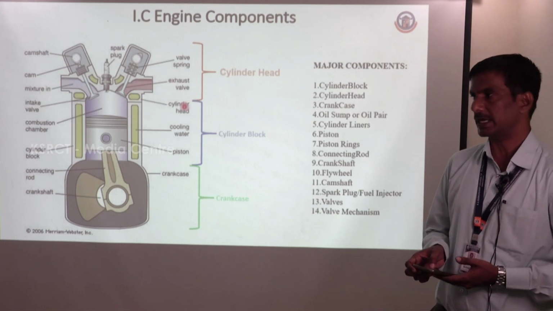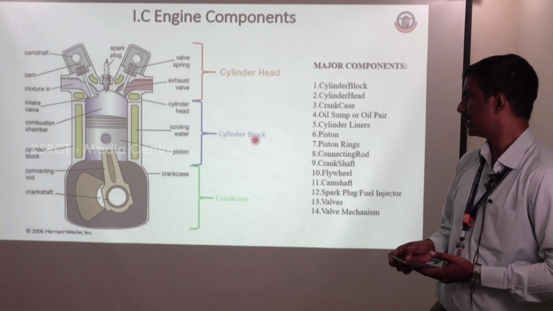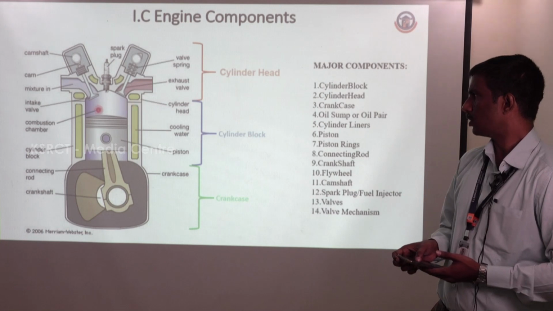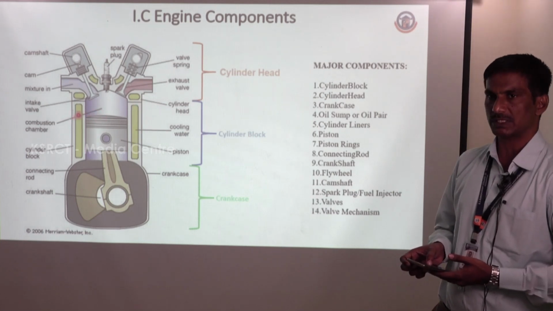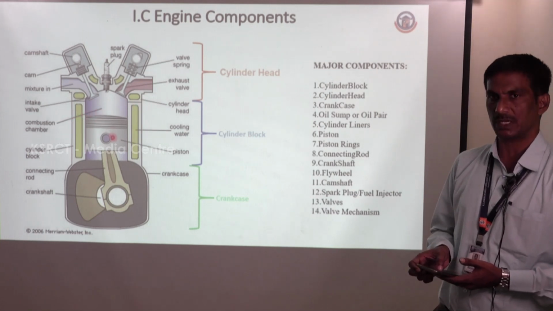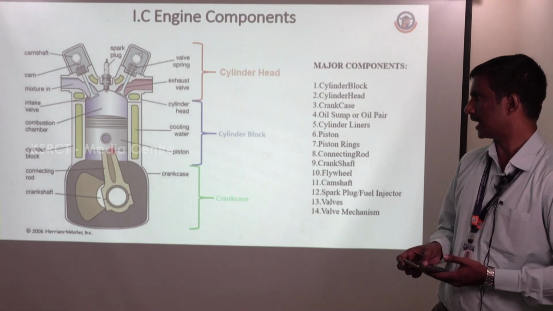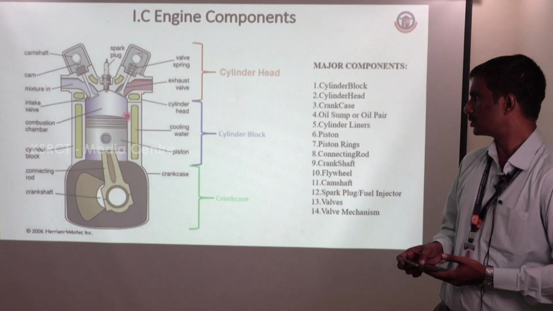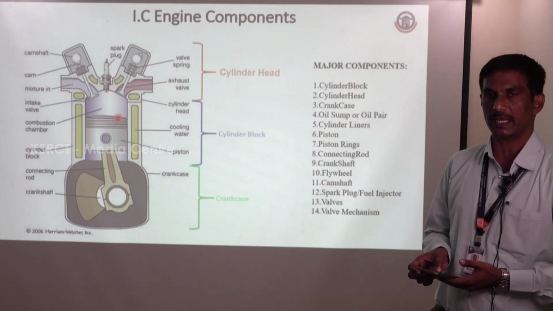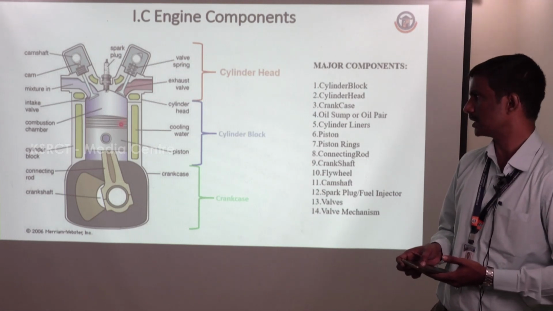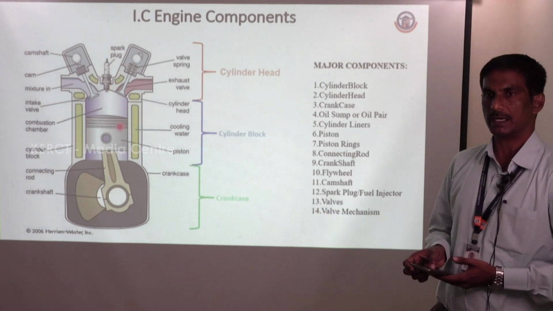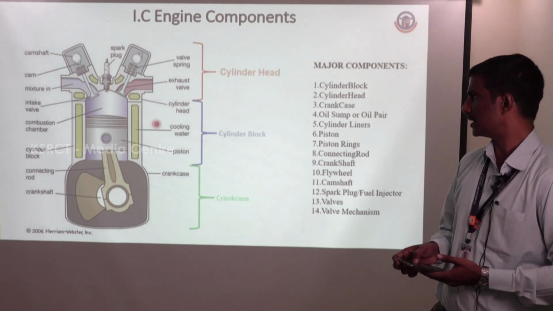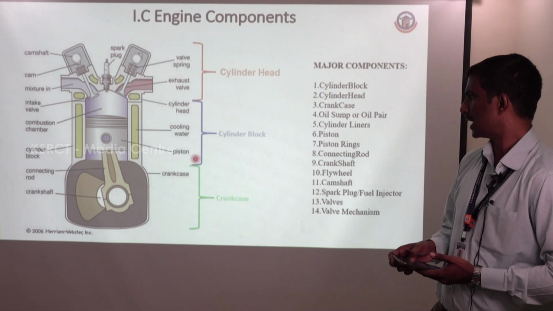Next one is called the cylinder block. It is a very important component. The cylinder block is a separate part, and there is also a piston. The piston has a connecting rod. The piston and the connecting rod are connected by the piston pin, and there are also three rings: two compression rings and one oil ring. So these components are present in the cylinder block. So this is another thing.